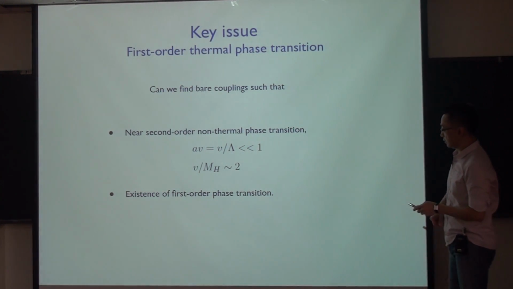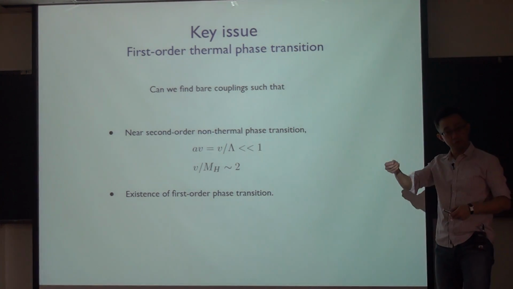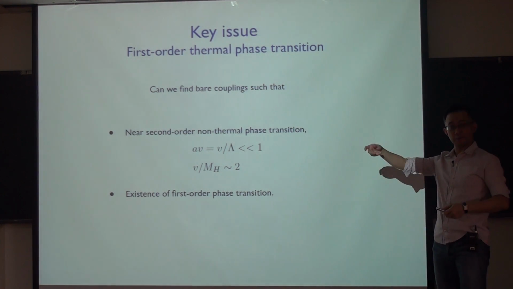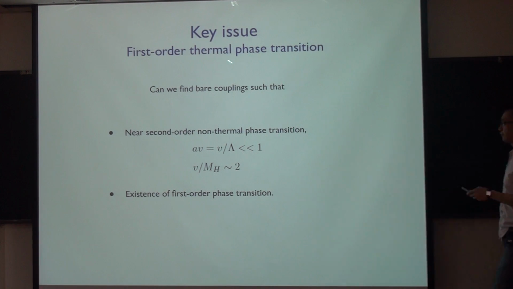And also, another thing is that these days we also know from experiments that the Higgs mass is 125 GeV, and we also know that the Higgs VEV plays the role in giving the mass to the W and Z bosons. So we know from experiments that the ratio between the Higgs VEV and the Higgs mass should come out to be about 2. So in other words, we want to tune our bare couplings in such a way that these conditions are satisfied, and we want to look for a first order phase transition when we heat up the system. So this is not a trivial task, as I will show you.